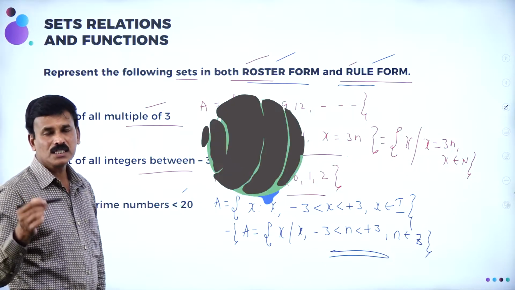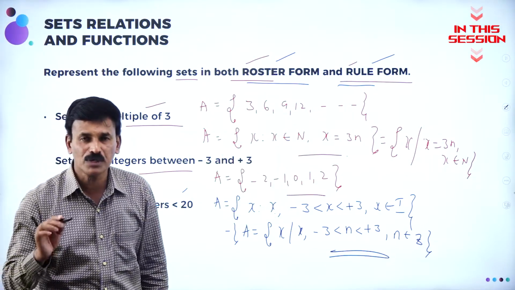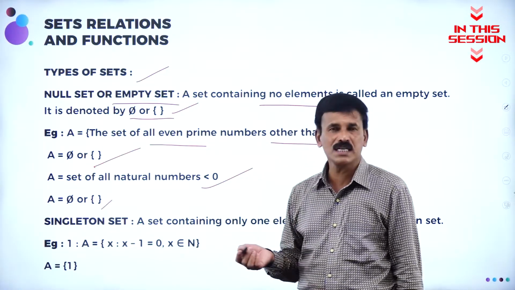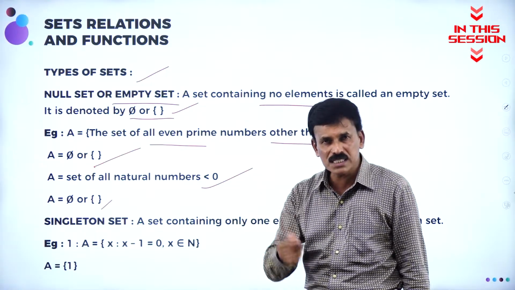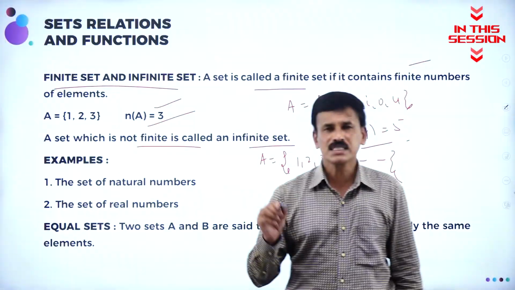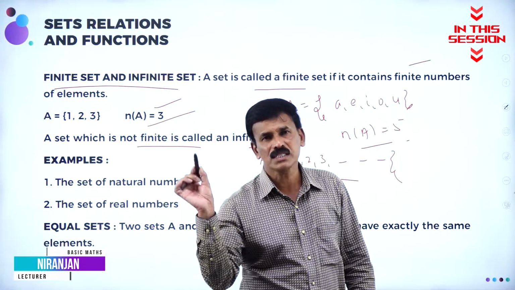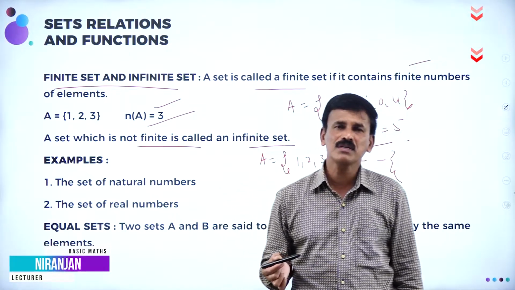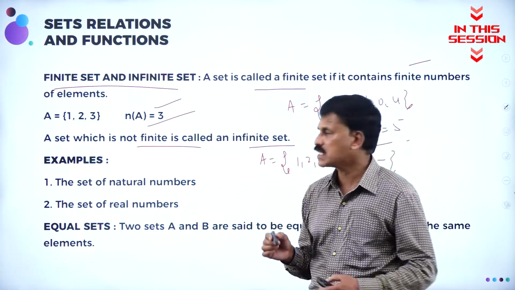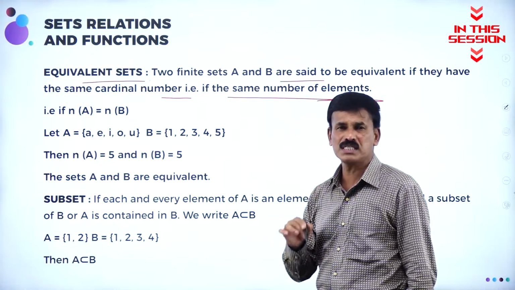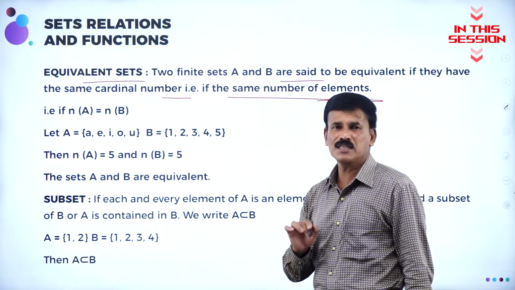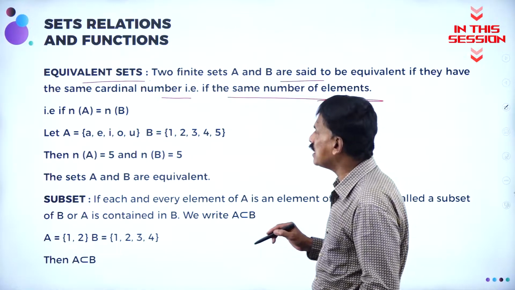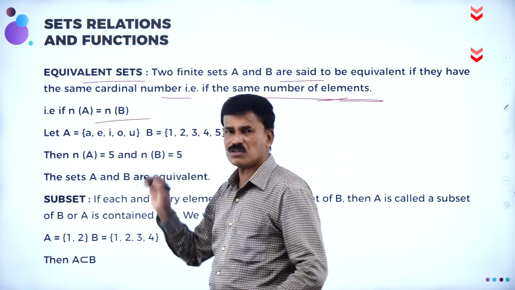Prime numbers means numbers which are not divisible by any other number except one and the same number. Set of all natural numbers less than 0 is not possible. It is again an empty set or a null set. A set containing a finite number of elements is called a finite set, whereas a set containing an infinite number of elements is called an infinite set. If the number of elements in both sets are equal, then the two sets are said to be equivalent sets. That is, if n of A is equal to n of B.